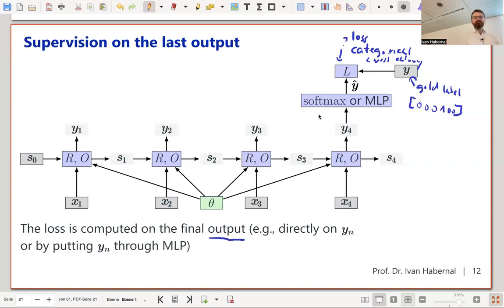Okay. So this is the supervision on the last output here, which kind of summarizes through passing the states. It summarizes the whole sequence of words and can do some predictions. Okay. Any questions? Is everything clear on this picture? That's great.